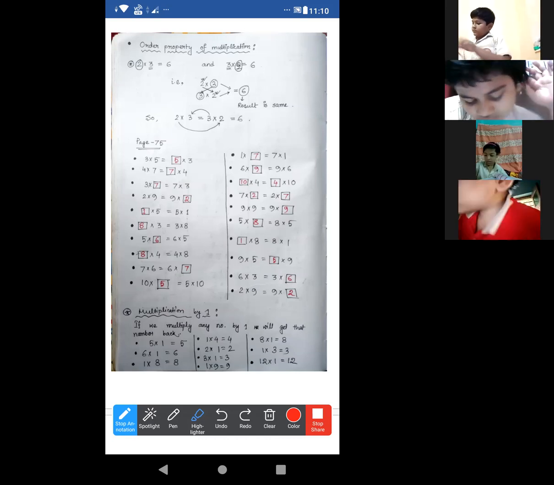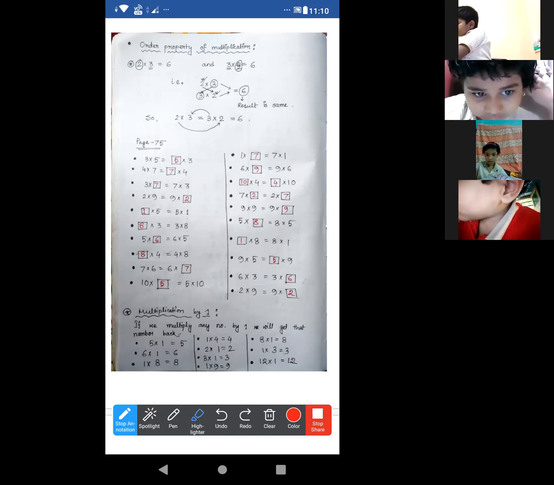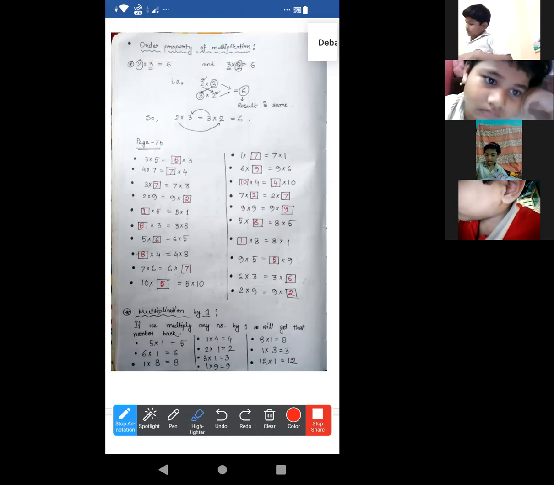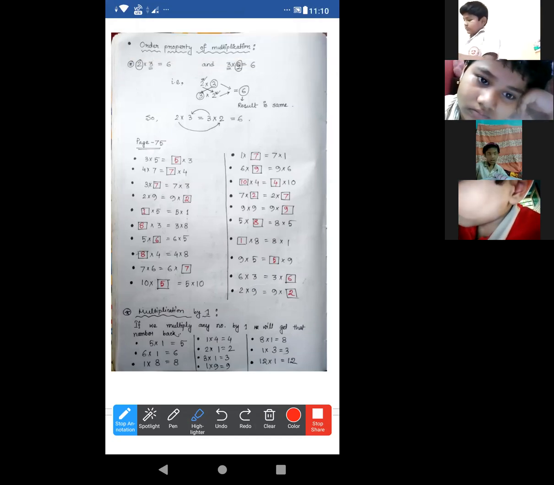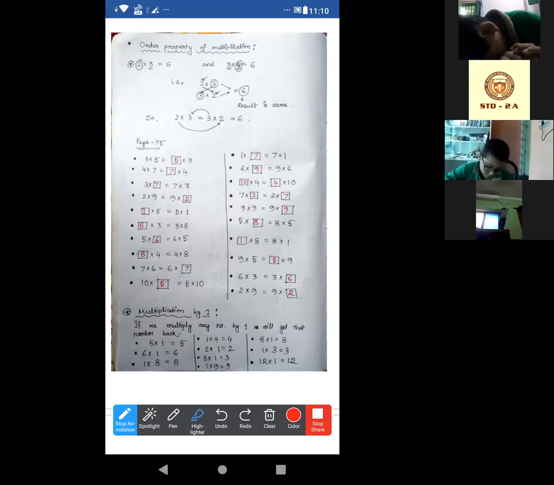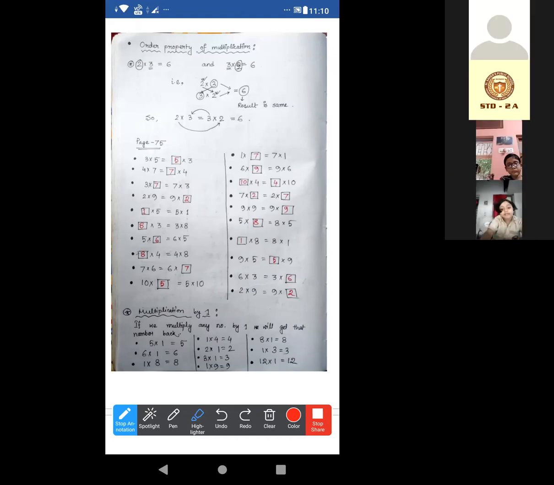Okay, now just look at this. This is basically from page number 75, but you are not going to do it in your book. Okay? Shaptarshi, you have completed. Then do it fast. Sholanki, do it fast.